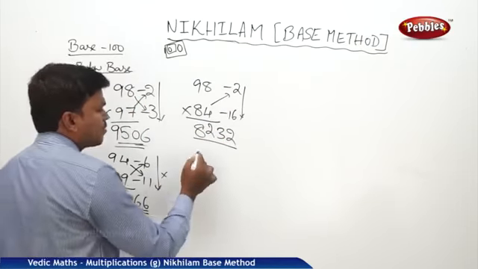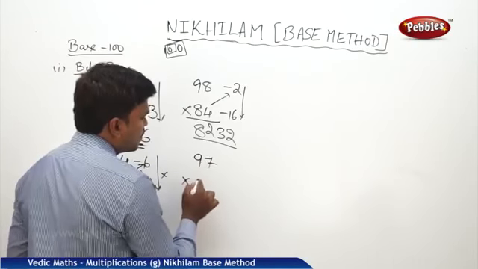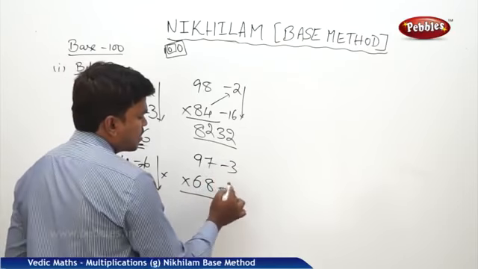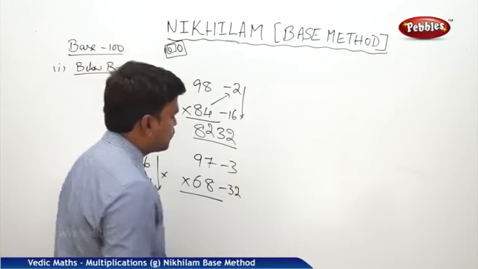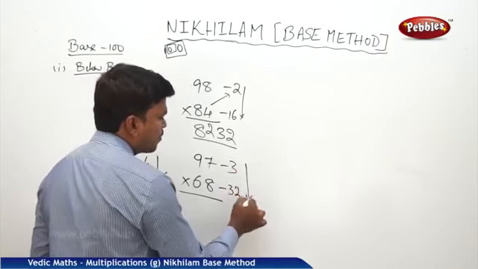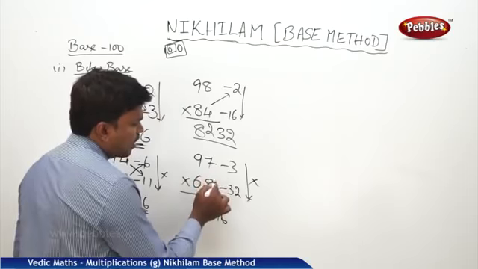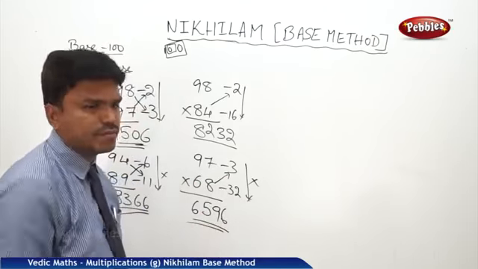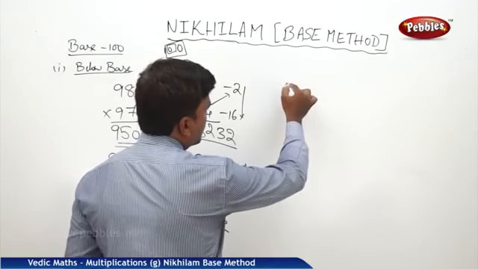Let us take one more example. Say 97 into 68. So it is minus 3 and minus 32. Minus 3, minus 32. So you tell me how much? First of all, multiply these two. 32 3s are 96. Okay, 68 minus 3, 65. So the answer is 6596.